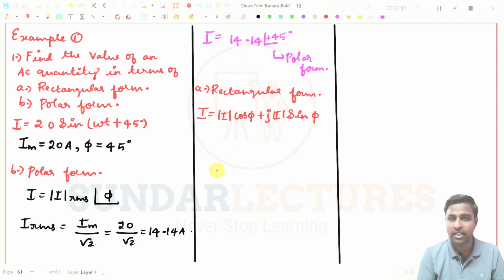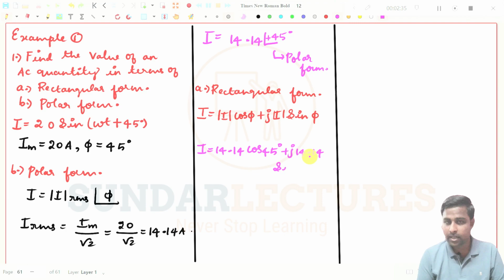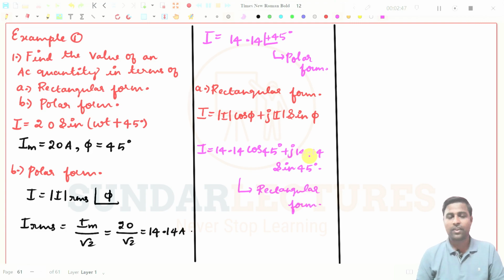So I can directly write I will be equal to 14.14 cos of, what is pi value? What is pi? That is given, right? 45 degree. 45 degree plus j 14.14 sine of 45 degree. This is nothing but what? Rectangular form. This is nothing but rectangular form, right?